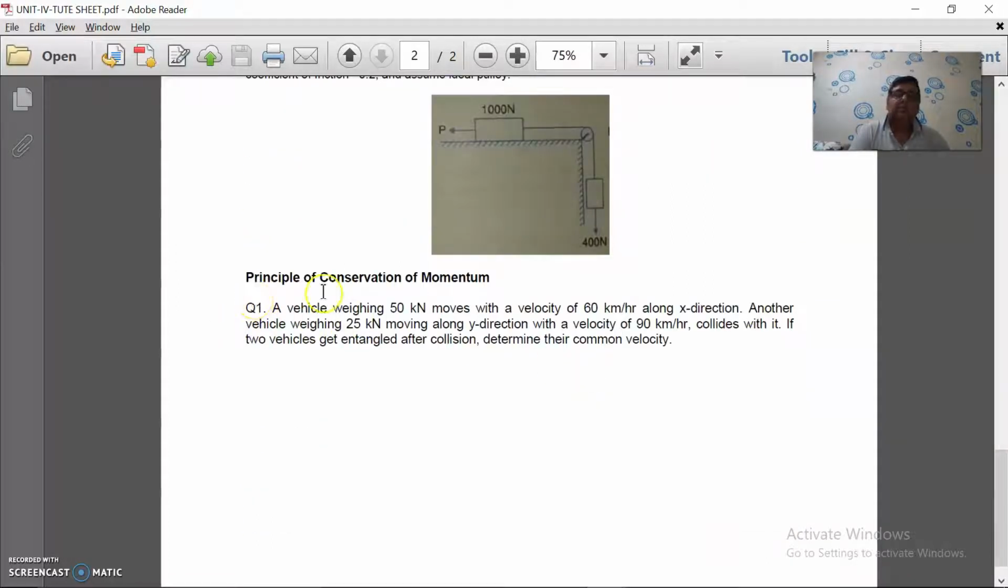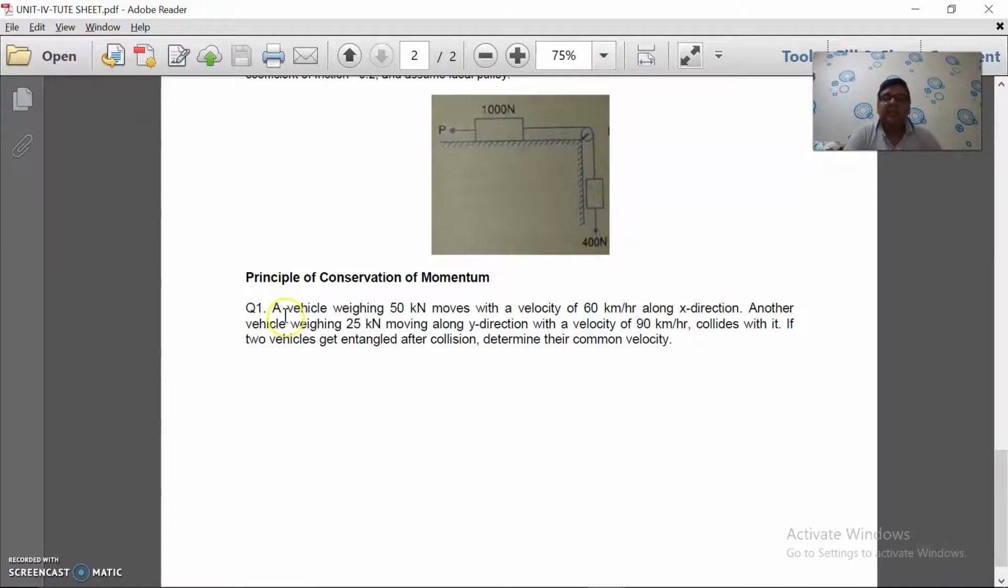Last question, principle of conservation of momentum. It says that a vehicle weighing 50 kN moves with a velocity of 60 km per hour along the x-axis. Okay, this vehicle is coming along the x-axis, right? Whereas another vehicle is going vertically up, or vertically down, no issues. It's on one plane, like it is at 90 degrees.